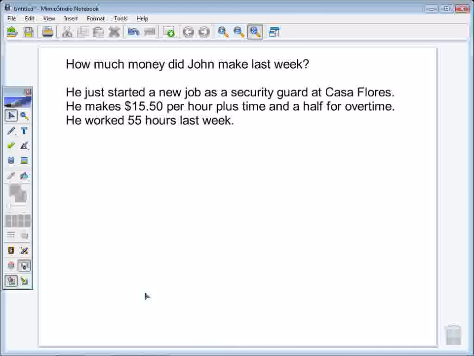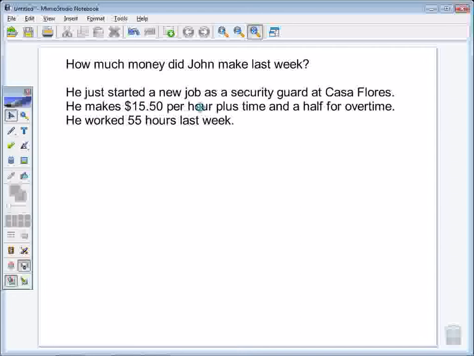Okay, so we're talking about an hourly salary. How much do you make per hour? And then we talk about overtime. So in this example, we're looking for how much money did John make last week? What do we know about John?